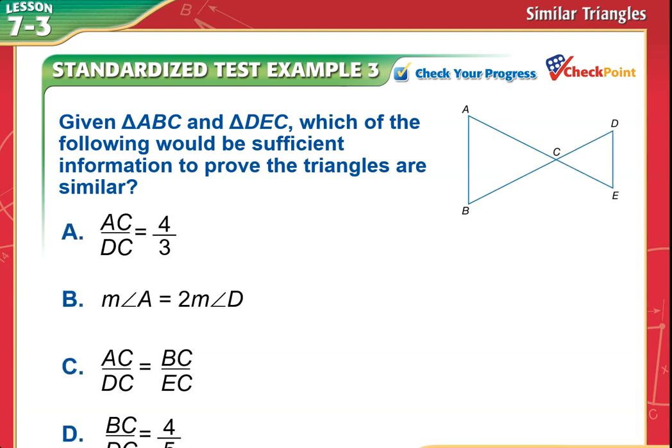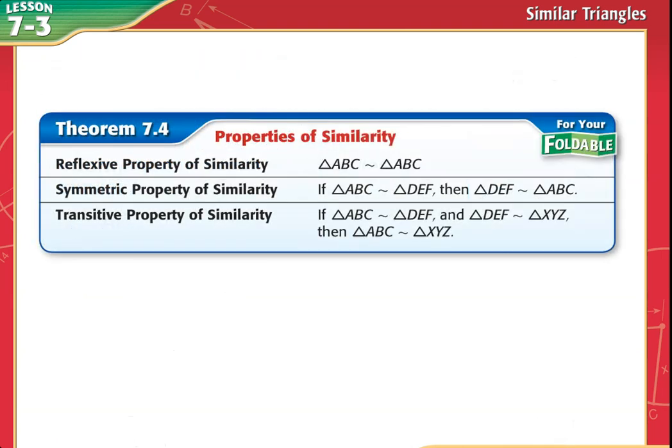All right, check your progress. Go ahead and pause your video. Okay, which of the following would be sufficient information to prove the triangles are similar? Good. Now, if you said AC over DC equals BC over EC, you are correct, because we also have the vertical angle in the middle, so we could use side-angle-side.